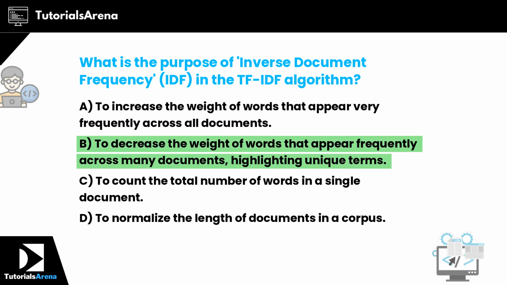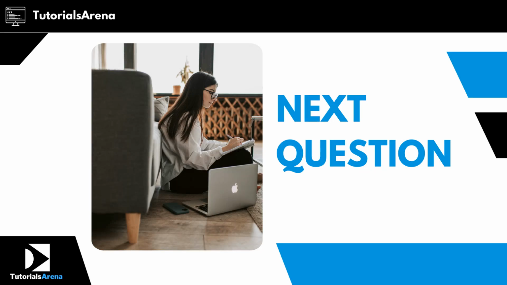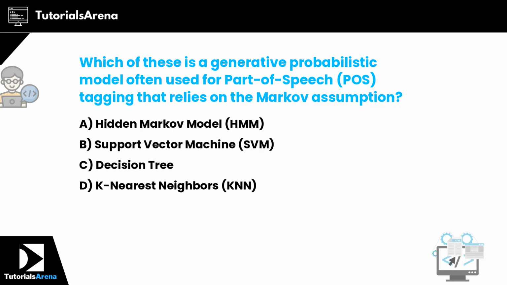The correct answer is option B. To decrease the weight of words that appear frequently across many documents, highlighting unique terms. Which of these is a generative probabilistic model often used for part-of-speech (POS) tagging that relies on the Markov assumption?